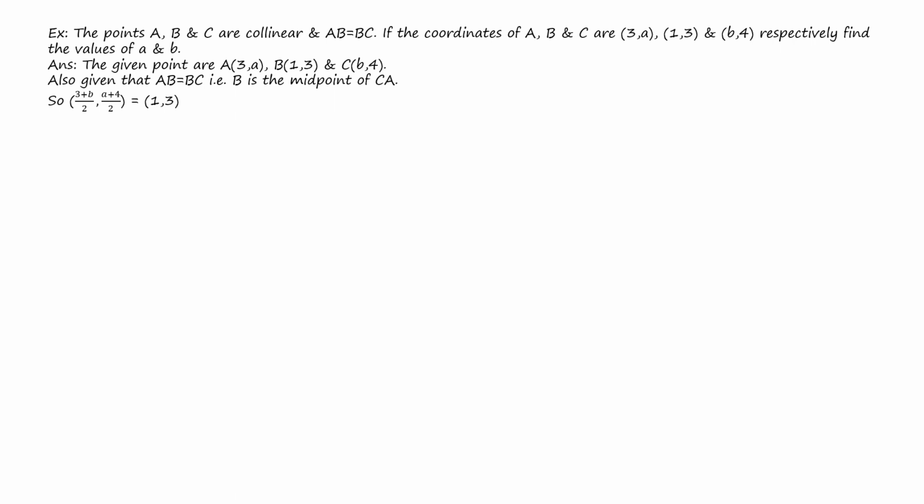So we can write the coordinates of B to be equal to ((3 + b) divided by 2, (a + 4) divided by 2), which is equal to (1, 3). Equating the coordinates of both the axes, we get (3 + b)/2 equals 1 and (a + 4)/2 equals 3, or 3 + b equals 2, a + 4 equals 6. This implies b equals -1 and a equals 2. So the values of a and b are 2 and -1 respectively.